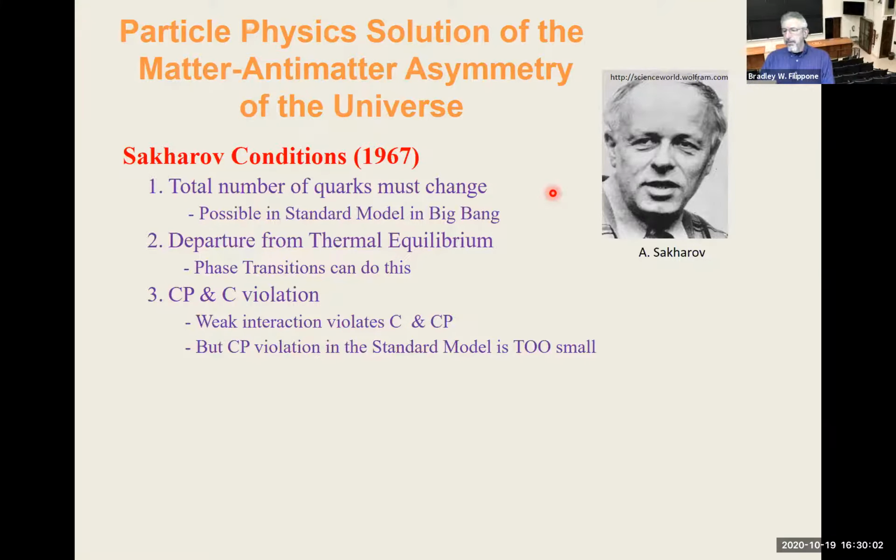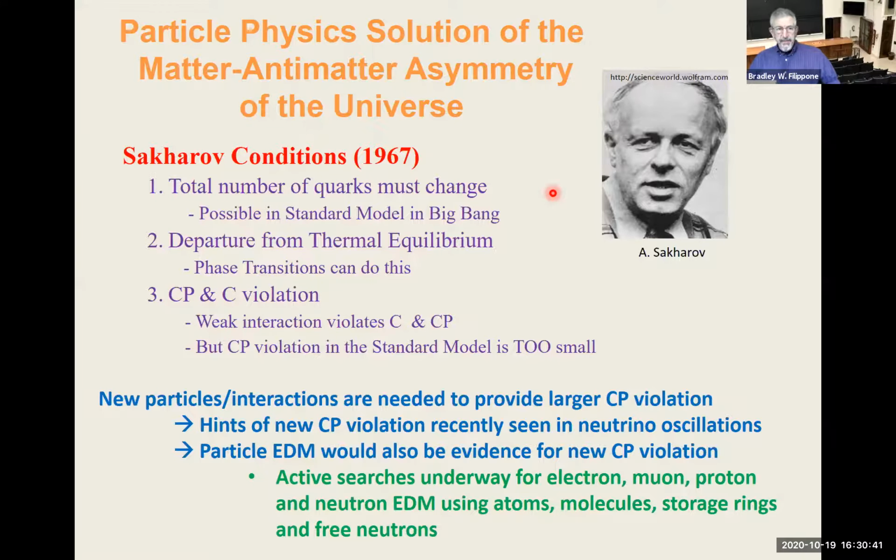You need to be away from thermal equilibrium, or otherwise any excess of one over the other gets washed out by thermal equilibrium. But phase transitions are a way of getting out of thermal equilibrium. And lastly, you need both charge conjugation, C violation, as well as charge parity, or CP violation. It turns out, almost fortunately, the weak interaction violates both C and CP. However, the amount of CP violation in the actual standard model of the weak interaction is much too small to account for the baryon asymmetry. It's not big enough.